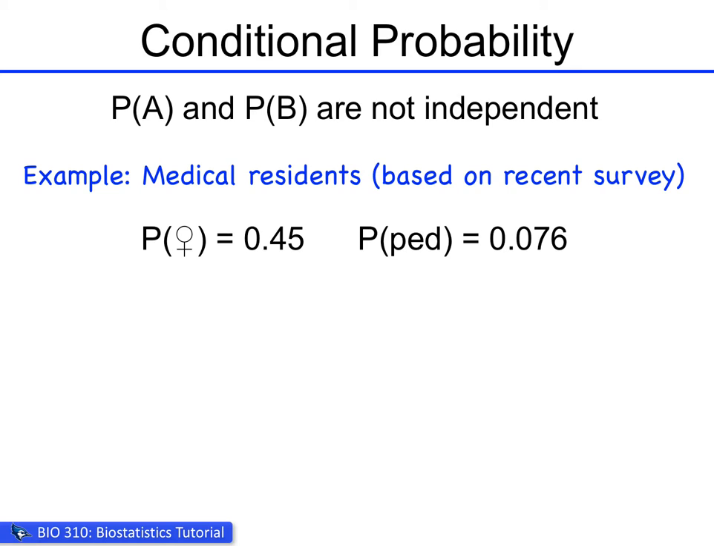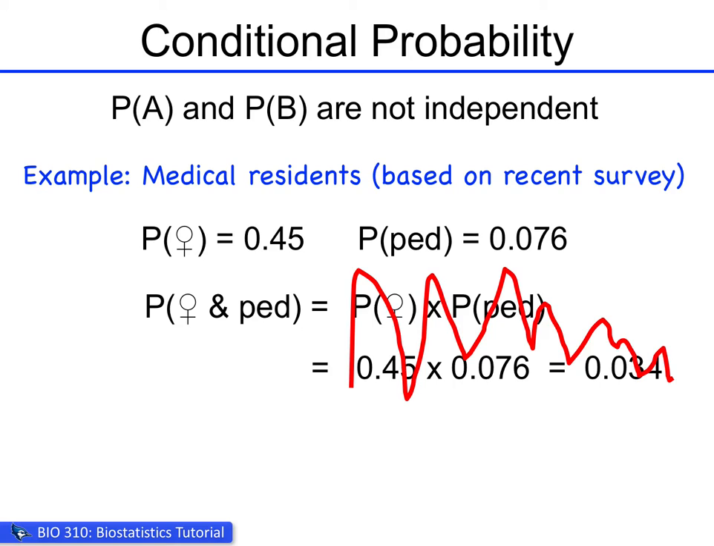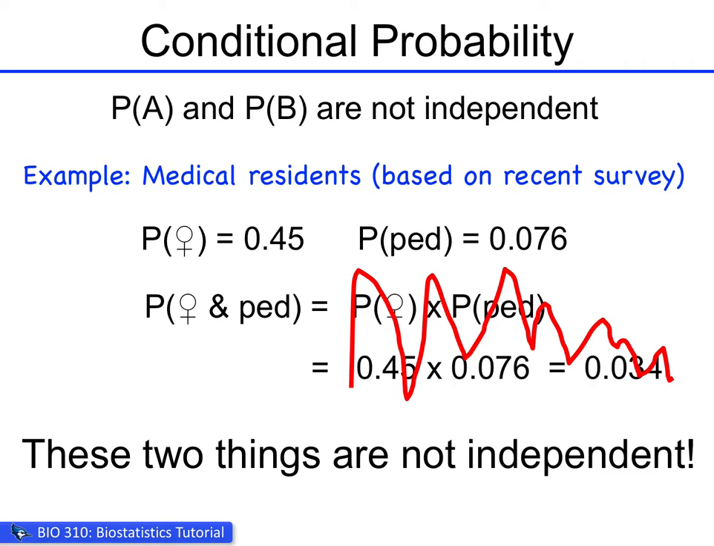So if we were interested in the proportion of residents that were female pediatricians, we can try multiplying the probabilities of being female and of being a pediatrician. That gives us 0.034. But it turns out that that's totally wrong. Not the right way to do this question. This is not how you would get the overall fraction of residents that are female pediatricians. The reason that this doesn't give us the right answer is because the probabilities of these two things are not independent of one another.